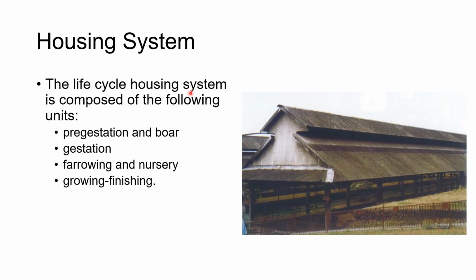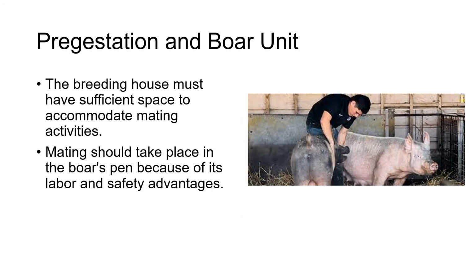So the life cycle housing system is composed of the following units. So ito nga yung composition ng life cycle housing system na tinatawag. So you have yung pre-gestation and boar unit, you have yung gestation unit, you have yung farrowing and nursery unit, and then growing finishing unit. So let's first take a look on the pre-gestation and boar unit na tinatawag.